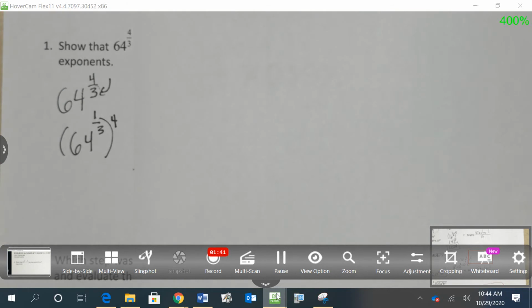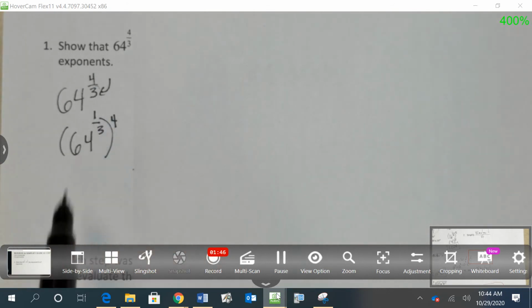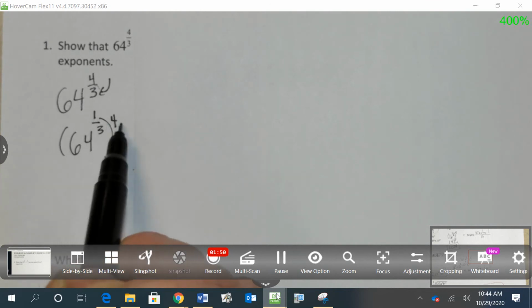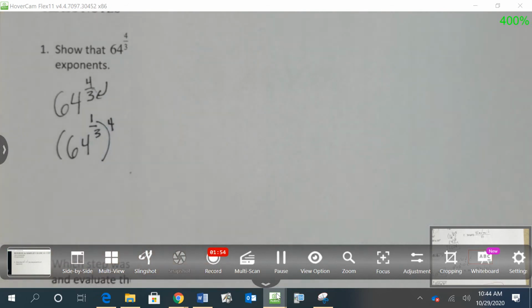And you may be thinking, well, mathematically, is that right? Well, 1 times 4 is 4, and then 3 is on the bottom by itself. When you multiply fractions, the 4 doesn't get multiplied by the top and the bottom. It's only ever by the top. 1 times 4 is 4, 3 is on the bottom.